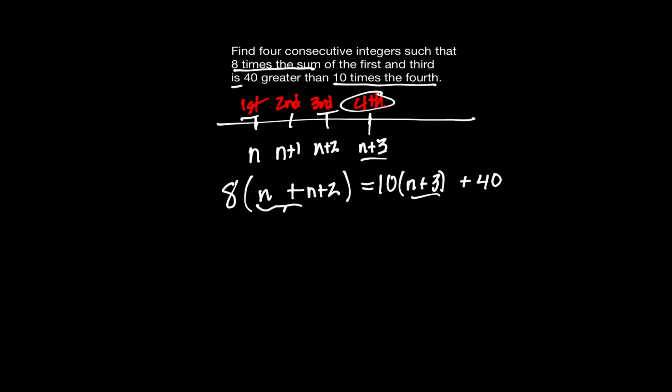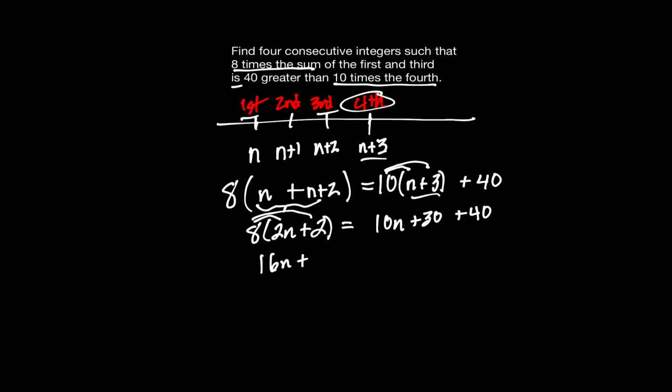So I'm going to add up inside the parentheses here first. So that would give me a 2n plus 2. And that's equal to, I'm going to distribute here. That's going to be 10n plus 30 plus 40. All right. Let's see. Now I'm going to distribute here. So I'd have 16n plus 16. And combine some like terms over on the right-hand side. So that's 10n plus 70.